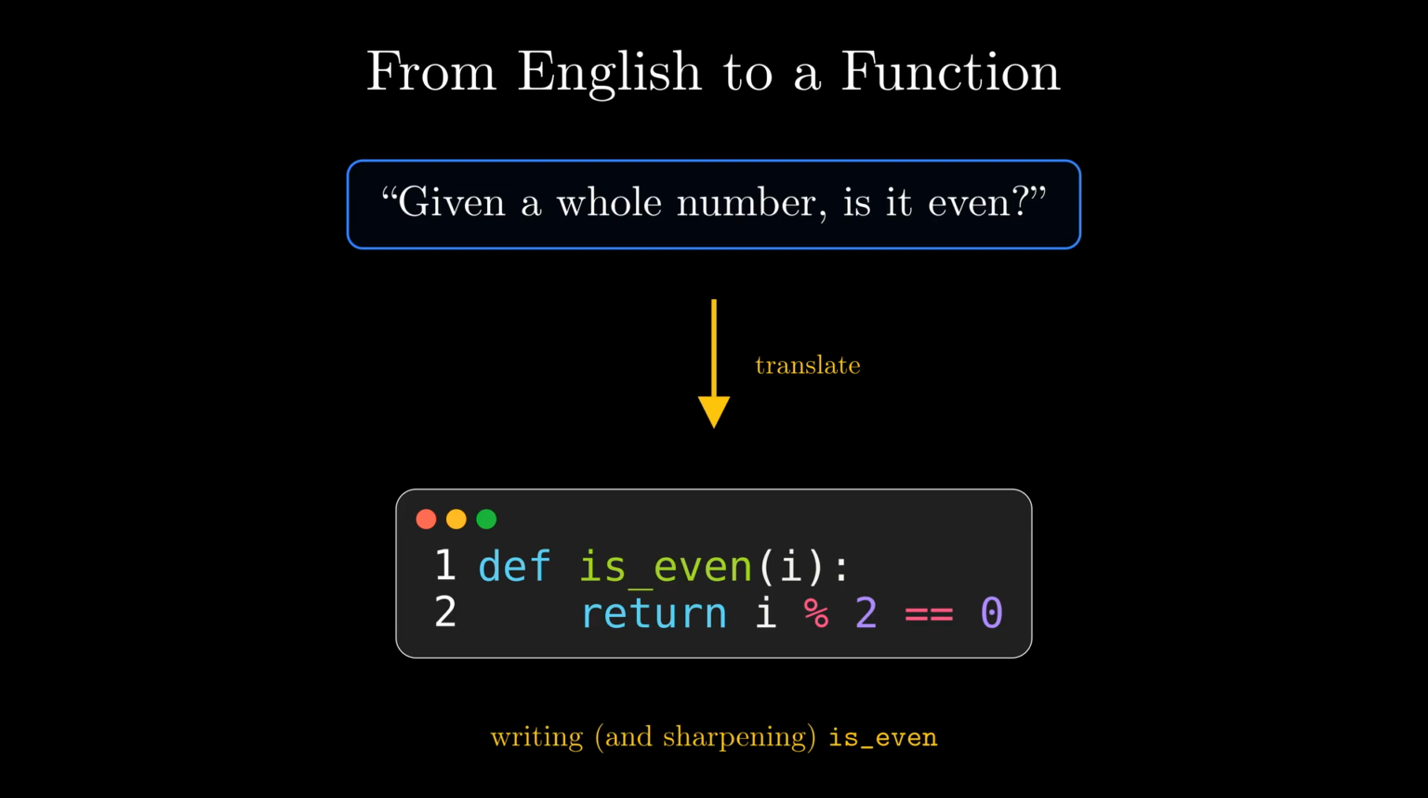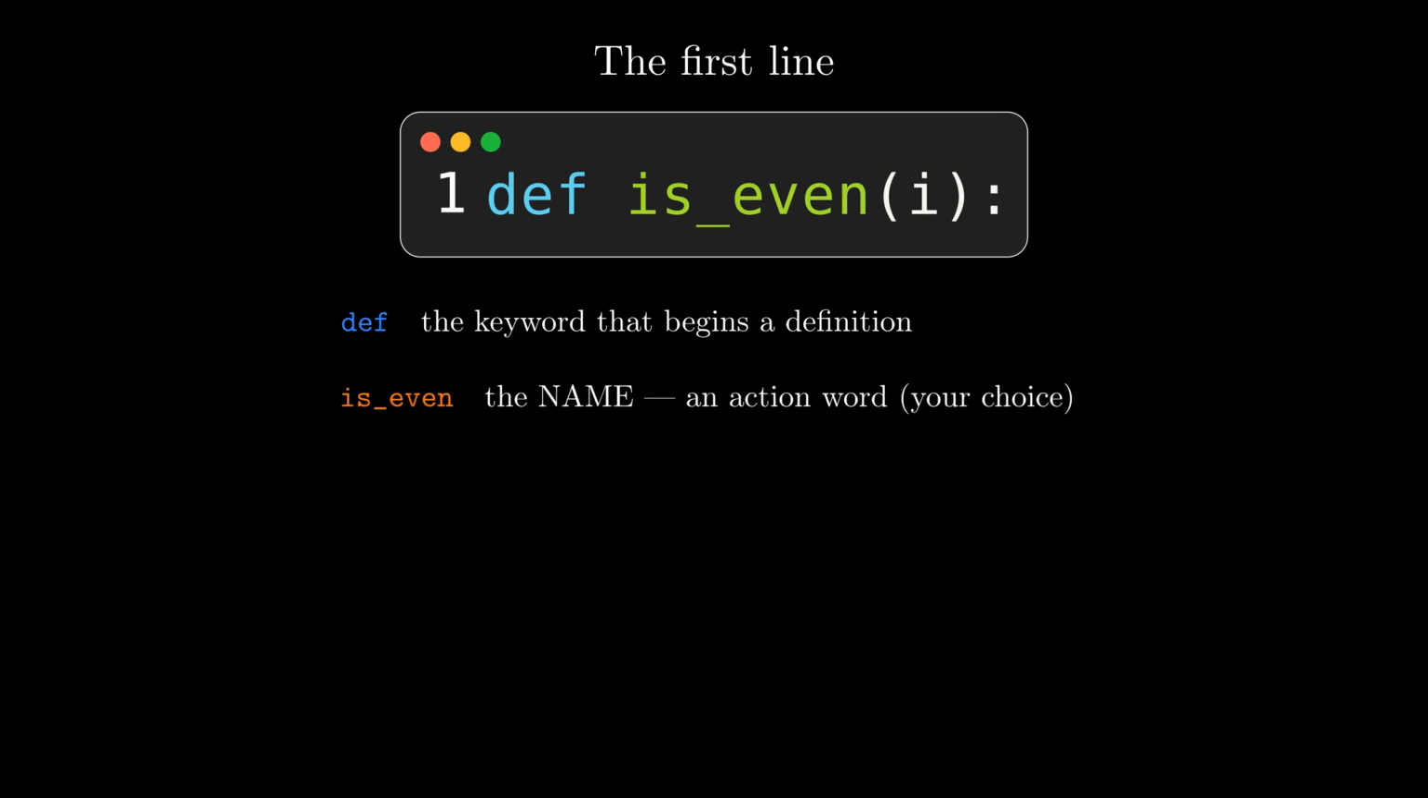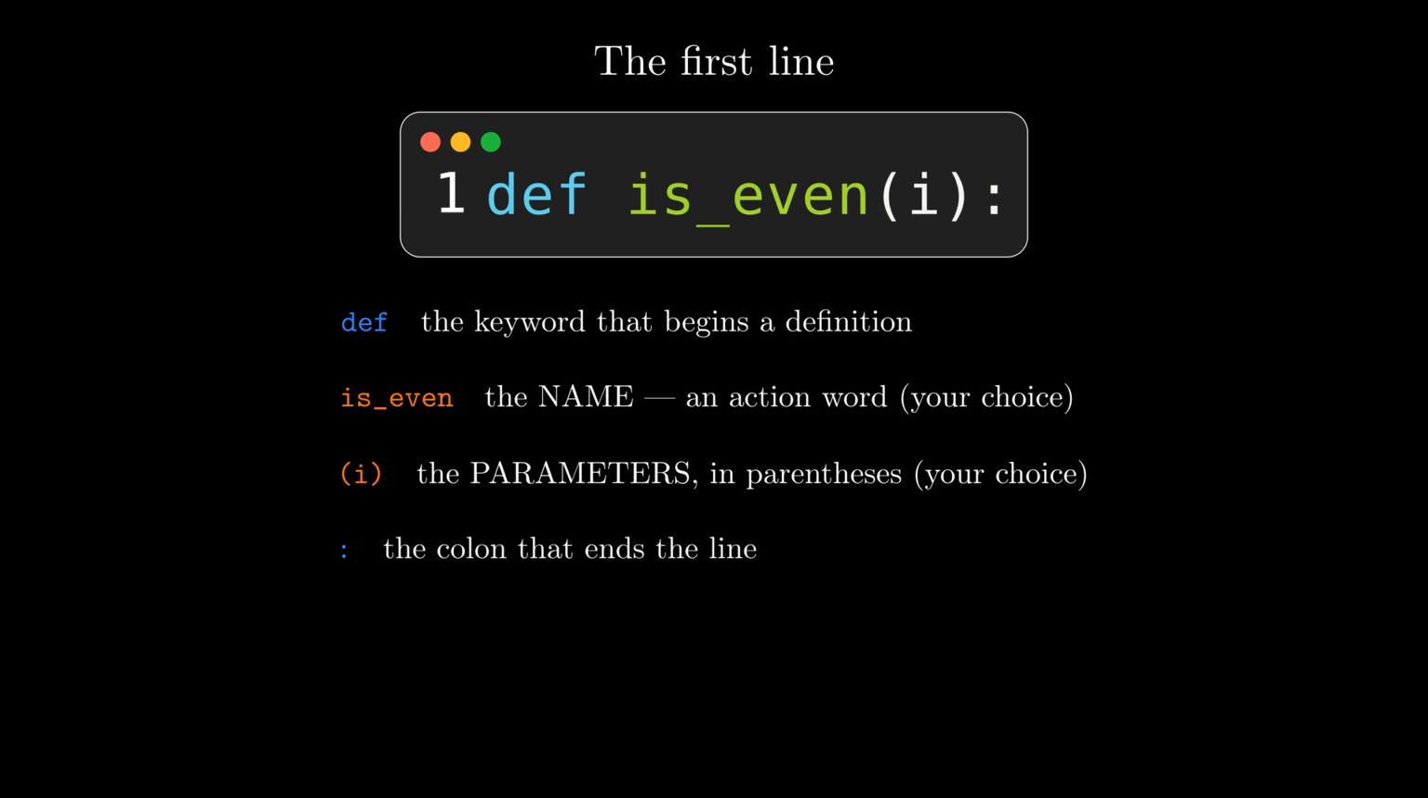We are building a function called isEven. A function definition always opens the same way. We begin with the keyword def, short for define. In your editor, it turns blue, and it announces to Python that a function is coming. Next comes the name. Make it descriptive, usually an action word because a function does something. We call ours isEven. Then a pair of parentheses. Inside them go the inputs, the parameters the caller must supply. Our function needs just one number, so we write a single parameter, i. Then a colon to end the line.